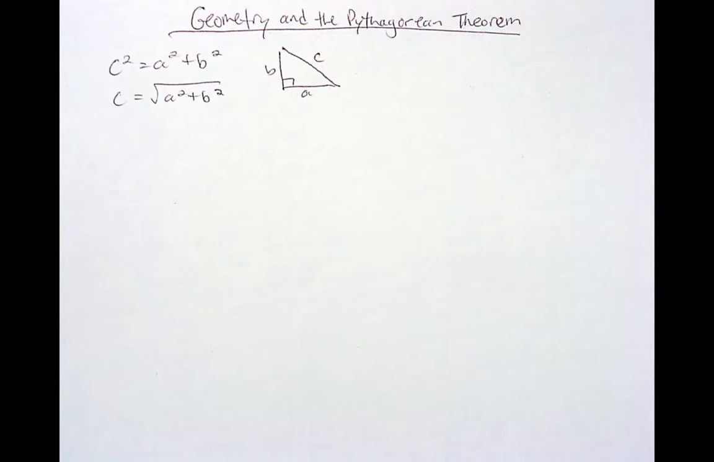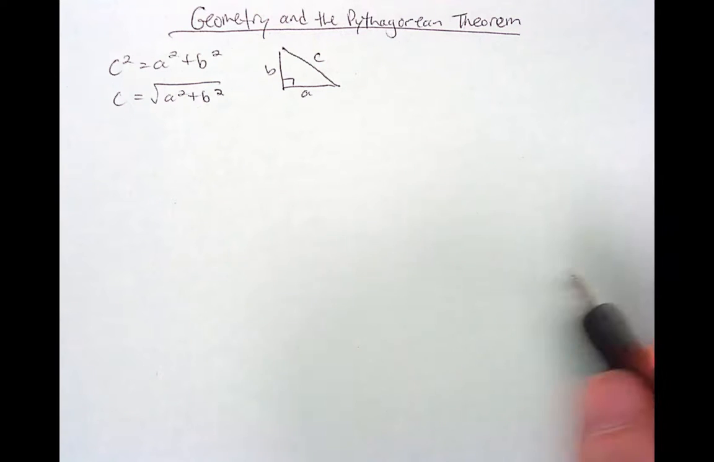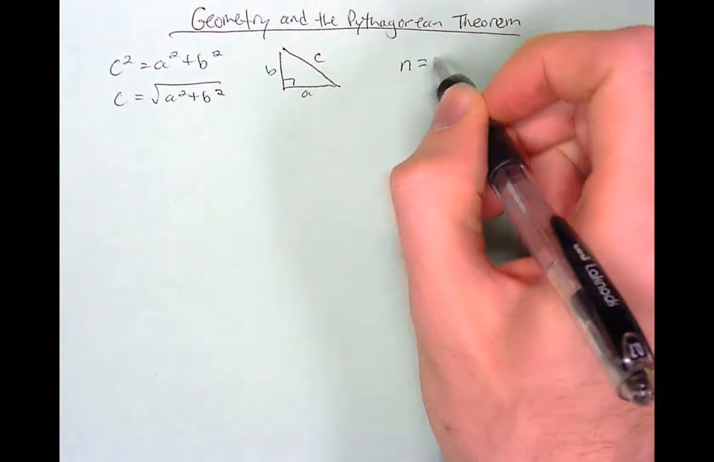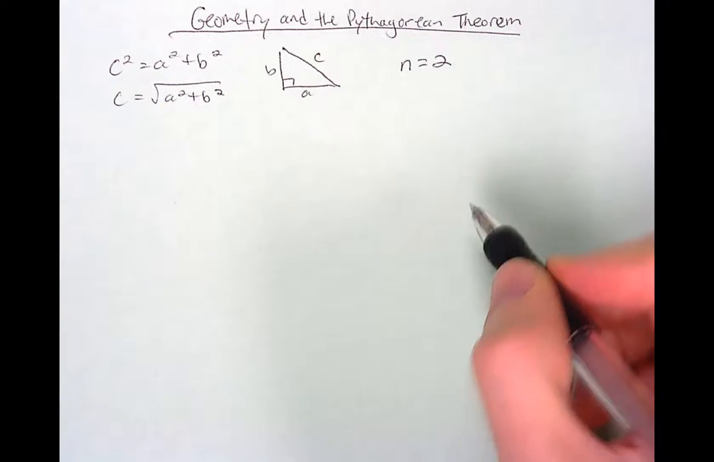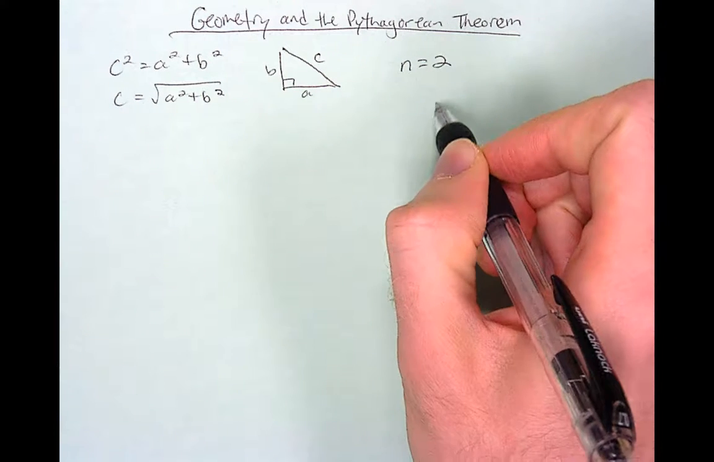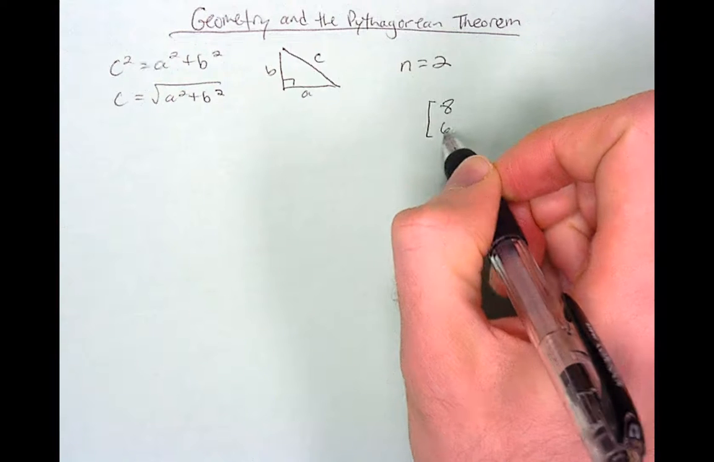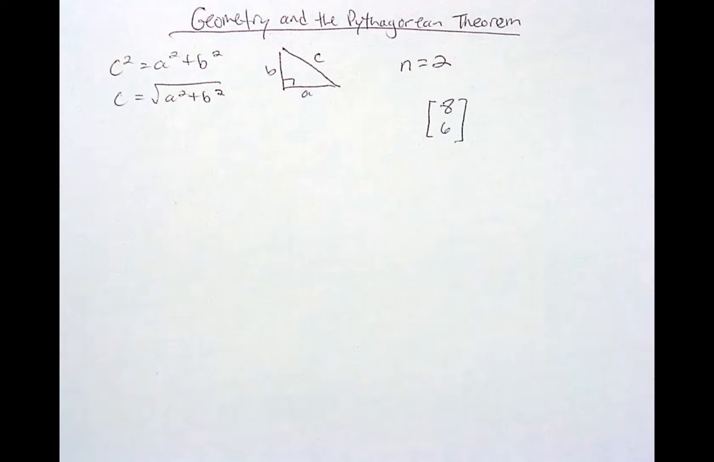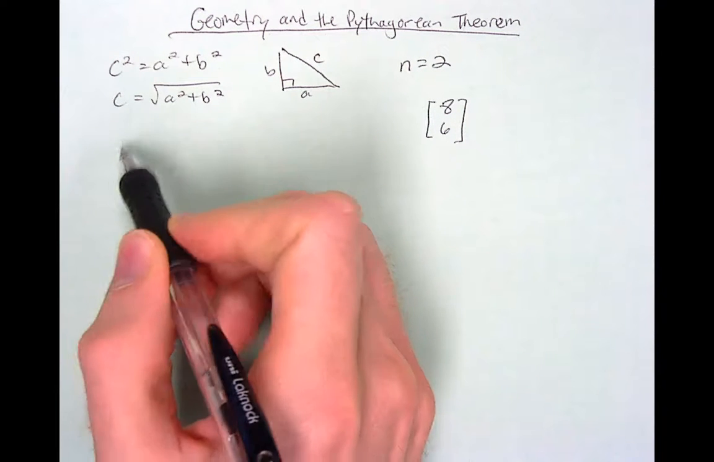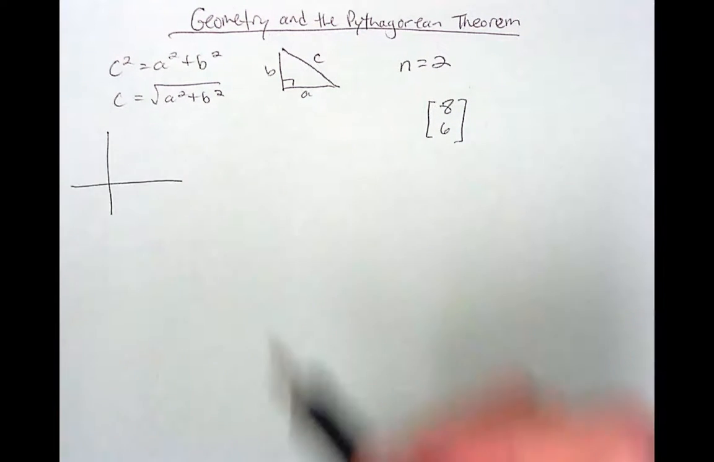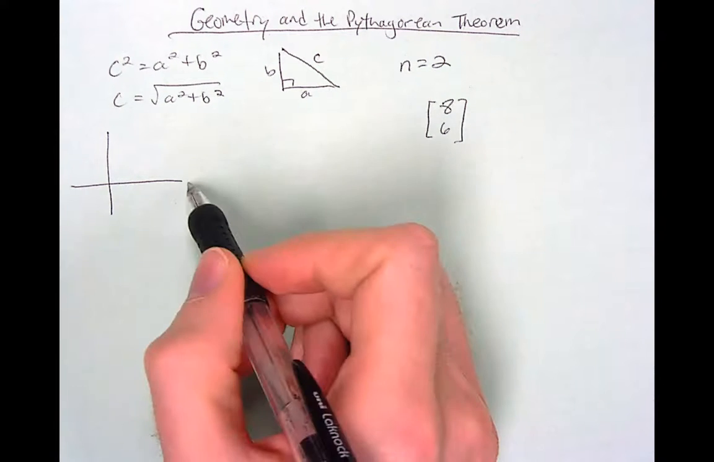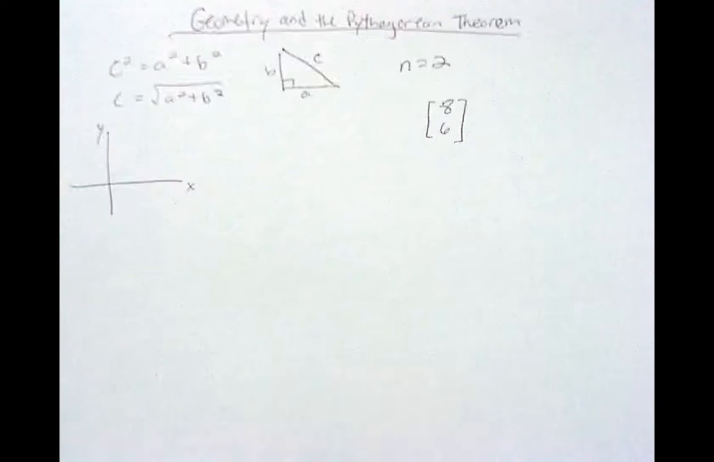Let's start simply. Let's say we have a column vector of length n where n equals 2. So we can have 8, 6 as our column vector. And you can think of that as coordinates in, since n equals 2, a two-dimensional space. So let me draw this out for you. Let's go back to geometry. This is our x-axis and this is our y-axis.